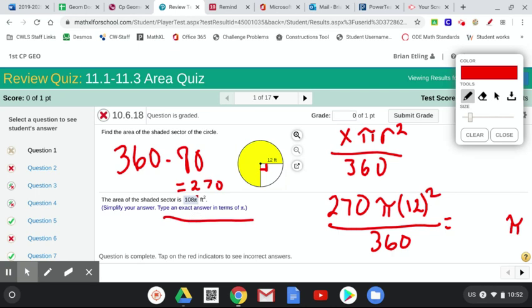And what you're going to do is multiply 270 times 12 squared. When you do that, you get 38,880. All right, and we're dividing that by 360. So leave the pi on the outside. The pi is going to be in our answer. So when you divide 38,880 by 360, what you get is 108 pi. All right. So like I said, pause this video or whatever you need to do to see the work, and I'm moving on to the next one.